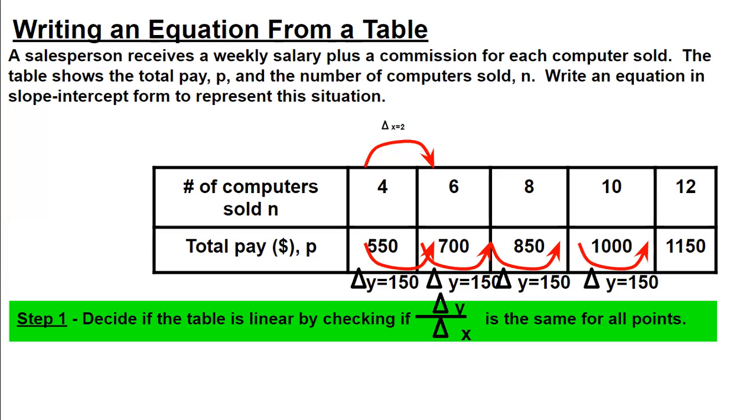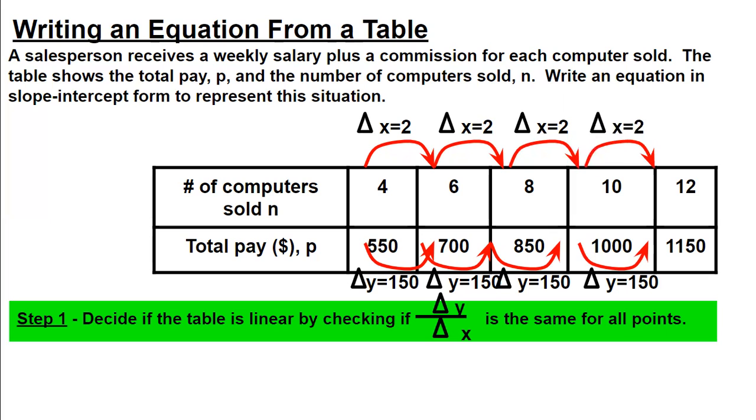Now we check the x's. From 4 to 6 is 2, right? So the change in x is 2. From 6 to 8 is 2. The change in x is 2. From 8 to 10, the change in x is 2. And from 10 to 12, the change in x is 2. So we know this table is linear.